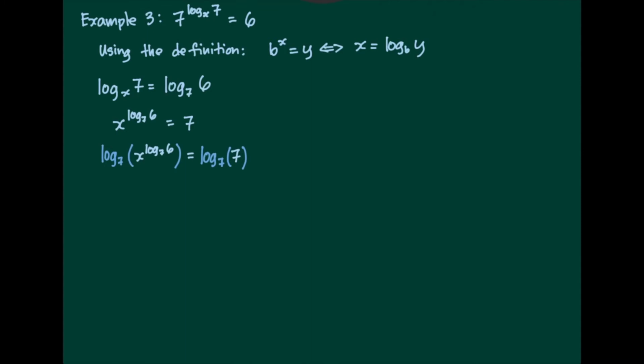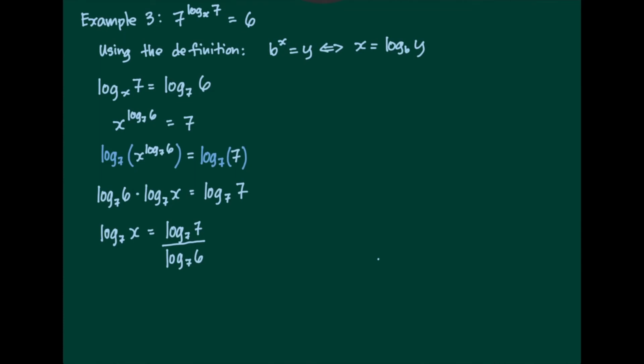On the left-hand side, gagamitin muna natin yung power rule at ibababa natin yung exponent na log base 7 of 6. And rewrite the left-hand side as log base 7 of 6 times log base 7 of x. This is equal to log base 7 of 7, which we should know na equal to 1. Now, let's divide both sides by log base 7 of 6 para yung left-hand side maging log base 7 of x, yung right-hand side magiging log base 7 of 7 over log base 7 of 6.